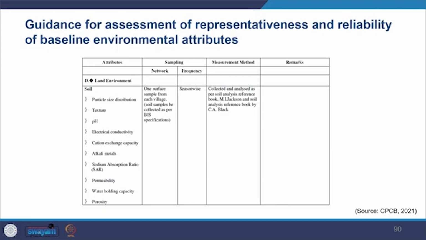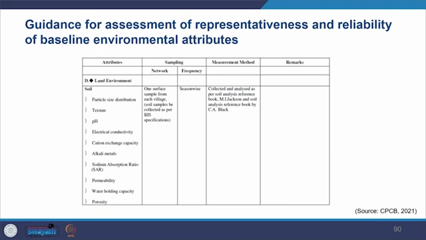If you're doing network sampling, one surface sample from each village has to be taken, and then the frequency is season-wise, so for every season it has to be taken, and how you're going to measure that. It is collected and analyzed as per the soil analysis reference. So which book you're going to refer to, all that has been given.